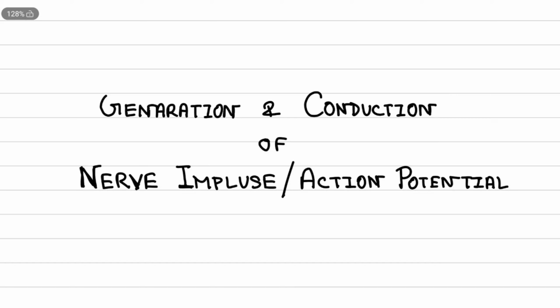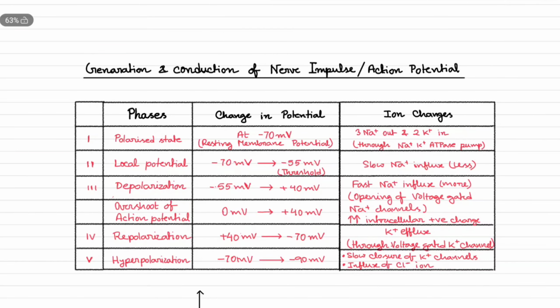Today our topic is generation and conduction of nerve impulse or action potential. So let's see. At first we will see different phases of the action potential. The first one is polarized state.